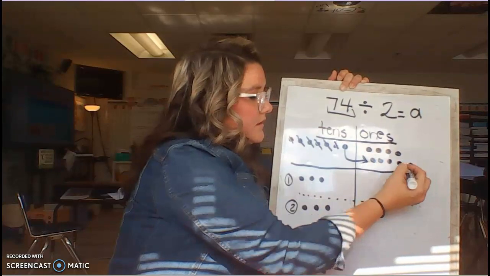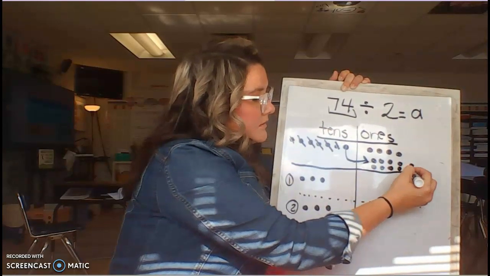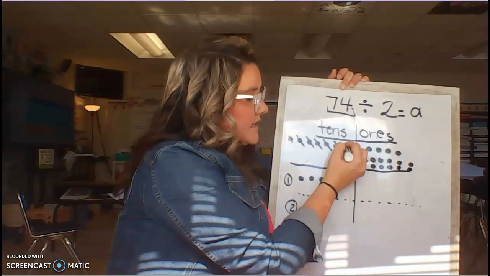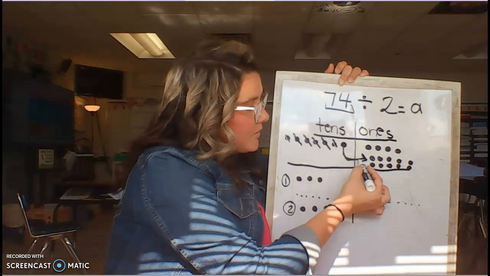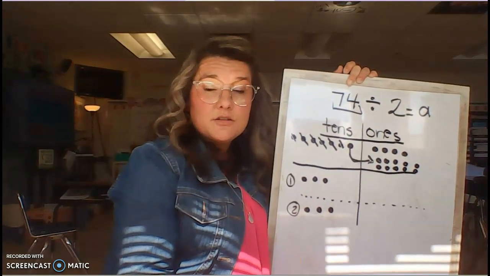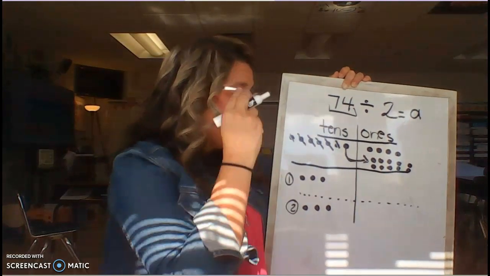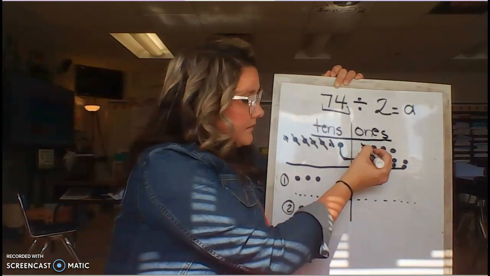That's what I'm going to do. I'm just changing how the number looks. So this 10 was left over, and I unbundled that 1 10 into 10 1s. Now I can distribute them. Now I can divide them into the 2 groups. Okay, so that's what I'm going to do.